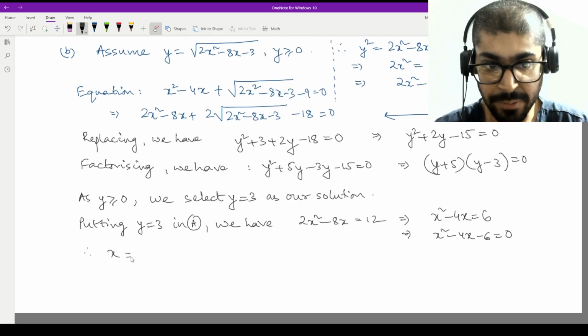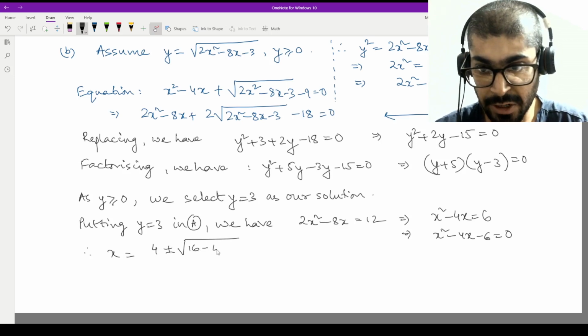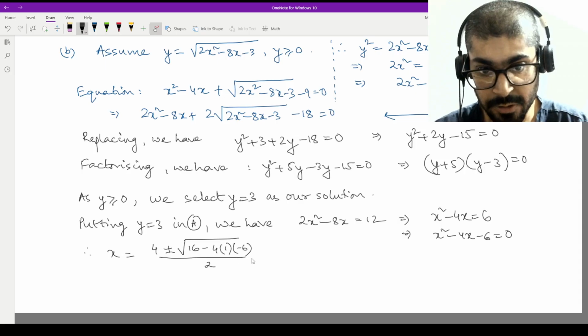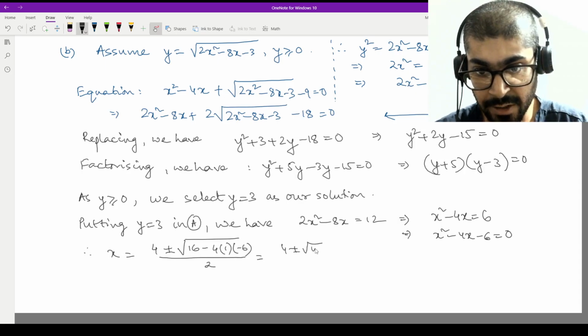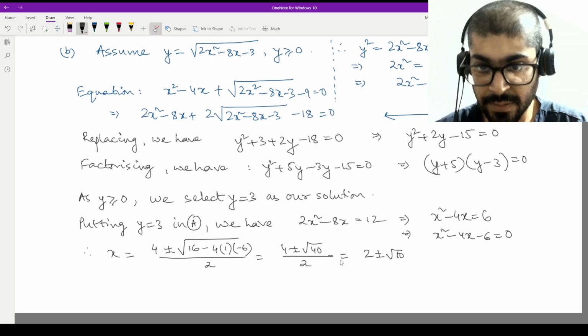Therefore x will be equal to minus b, so 4, plus minus root over of b square, 16, minus 4 into 1 into minus 6, by 2. So that would give us 4 plus minus root of 16 plus 24, root 40. So 40 is 4 into 10, right? So if I divide by 2, I will get 2 plus minus root 10.